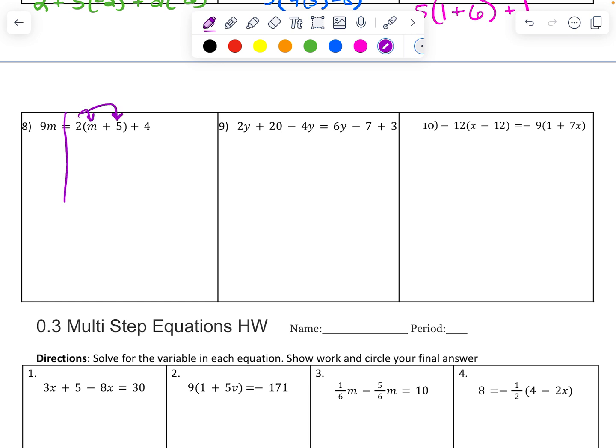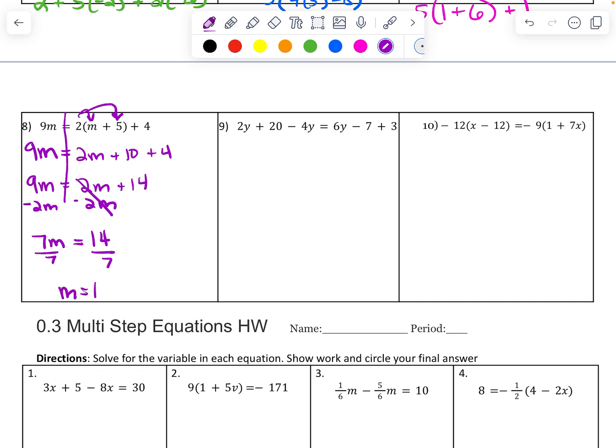Distribute, distribute. 9m equals 2m plus 10 plus 4. Simplify. 9m equals 2m plus 14. Okay? Now, I need all the m's on one side of the equation all by itself. So I'm going to move that 2m to the other side just because I like positive numbers. I'm going to keep it positive, but it really doesn't matter. 2m minus 2m. So that's a 0. So that's 14 on this side and 7m on this side. Divide by 7, divide by 7. m equals 2.